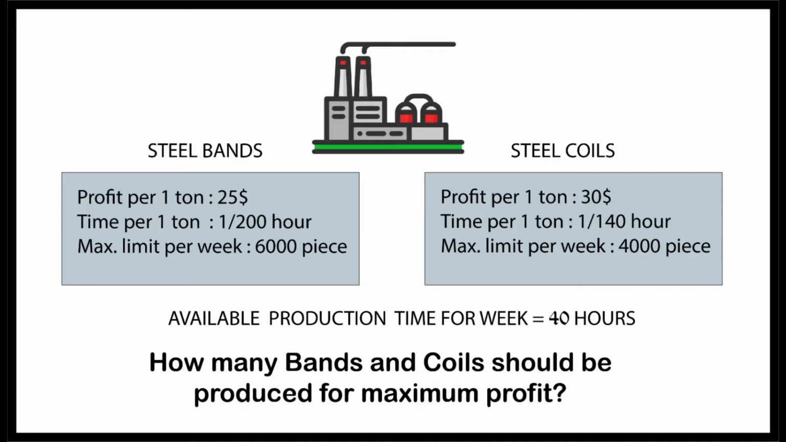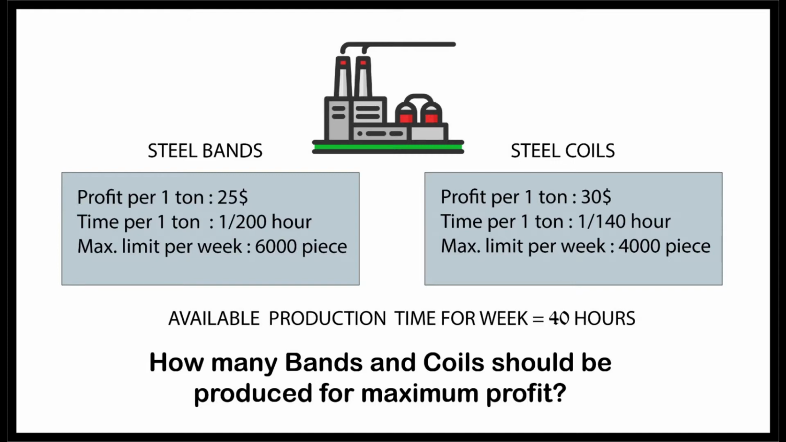Let's discuss our first problem. We have a steel factory, and in this factory we are producing two different kinds of products. Our first product is steel bands, and profit per 1 ton of steel bands is $25. And time to produce 1 ton of steel bands is 1 divided by 200 hours. And the maximum amount of steel bands we can produce per week is limited to 6,000 pieces.